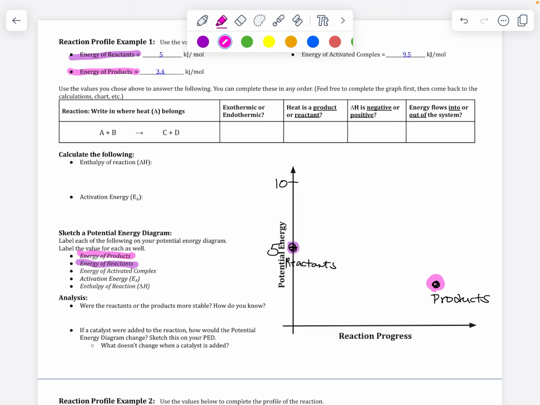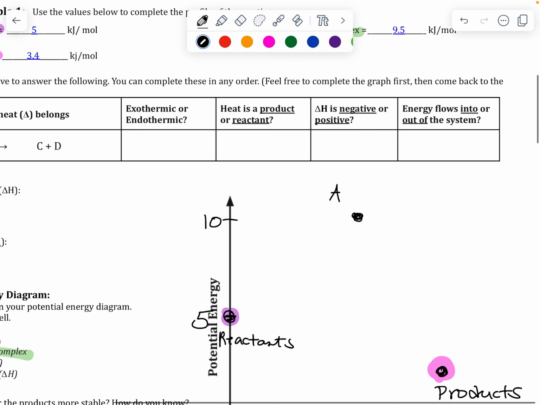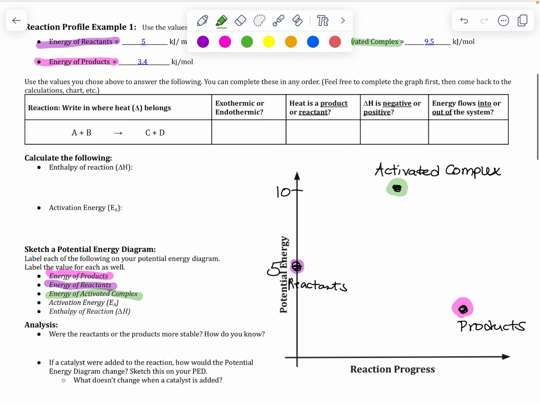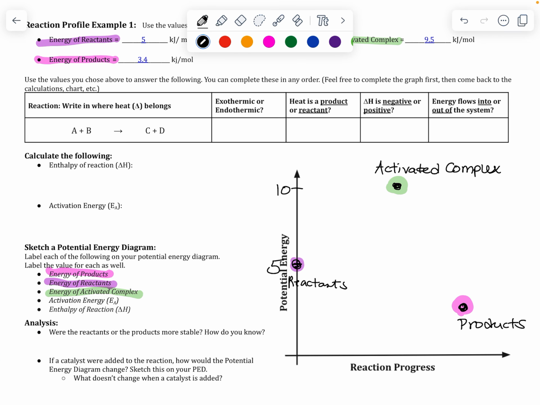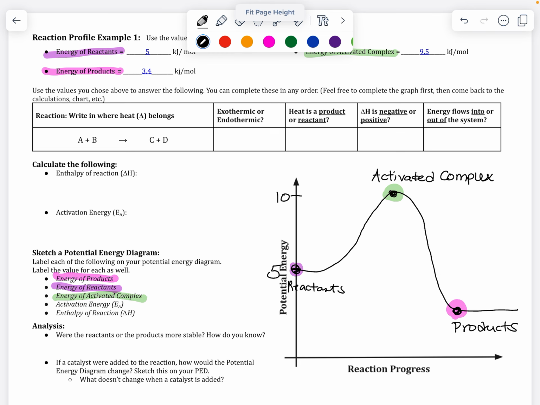And then my energy of activated complex, I'm going to put that on there. That's at 9.5, so I'm just putting it close to the 10, which is enough. So that's my activated complex. That is there for us. And then once we have those dots, just to mark where we want to start and end, I'm going to use a smooth curve to connect those. Doesn't have to be beautiful, but that's good enough.